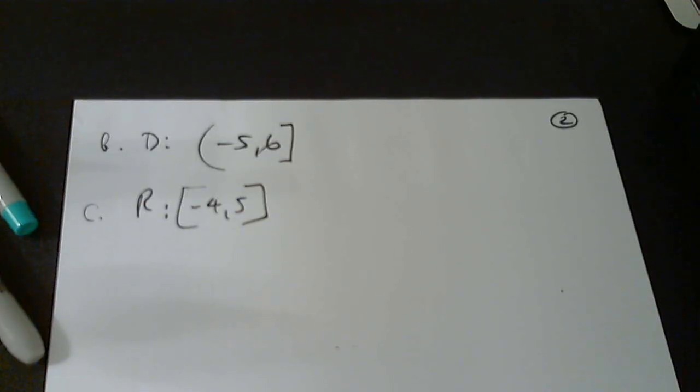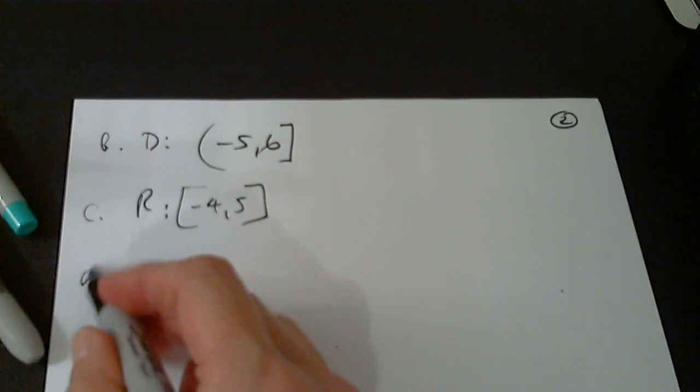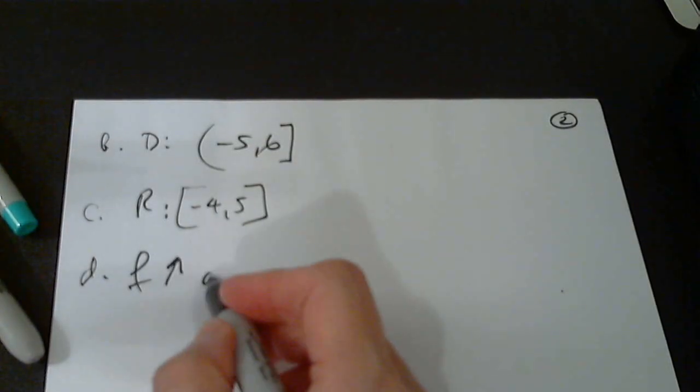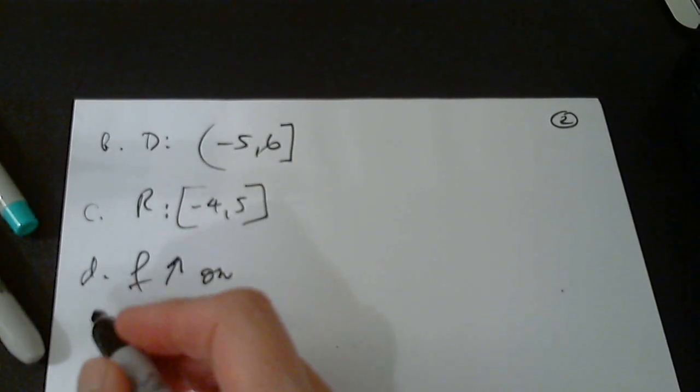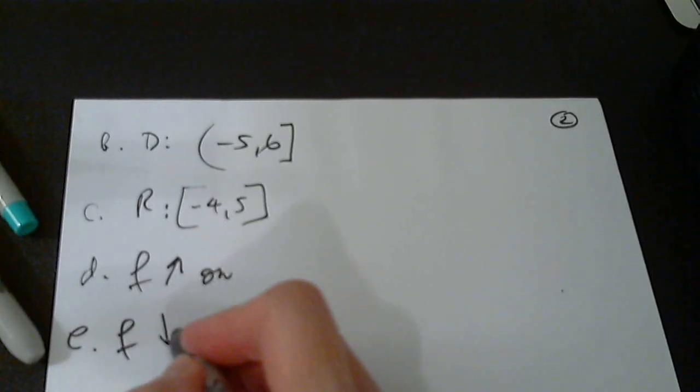Perfect. On which interval or intervals is the function increasing? So part D, f is increasing on, and then E, f is decreasing on.